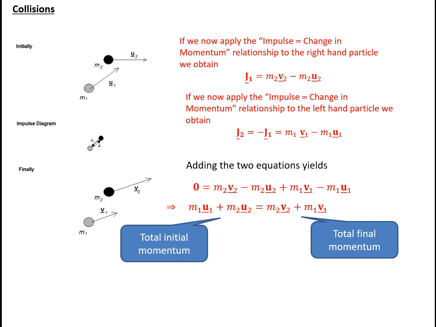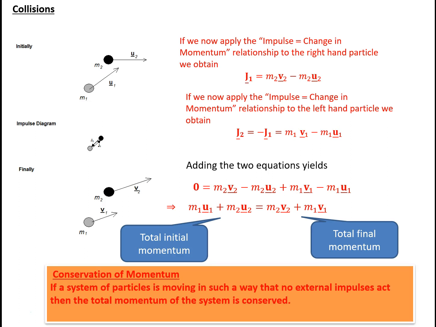So what we've just shown is that the conservation of momentum as a principle still applies even if the particles aren't moving along the same straight line. So the conservation of momentum says if a system of particles is moving in such a way that no external impulses act, then the total momentum of the system is conserved.